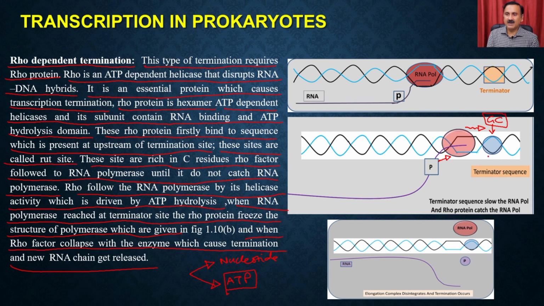And because of that, it is difficult for the RNA polymerase to go there. And once the RNA polymerase cannot move for a very long time, then the rho factor is going to come, and it is going to utilize its helicase activity to break the interaction between the RNA and DNA hybrid. And because of that, the whole complex, the RNA polymerase and the RNA, is going to jump into the cytosol, and that's why it is going to cause the termination.